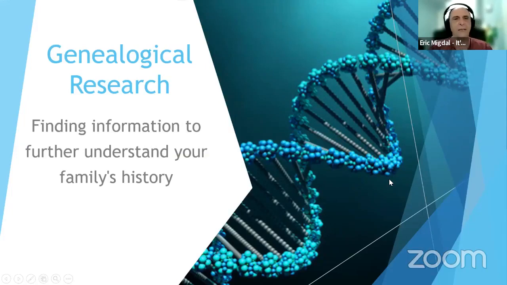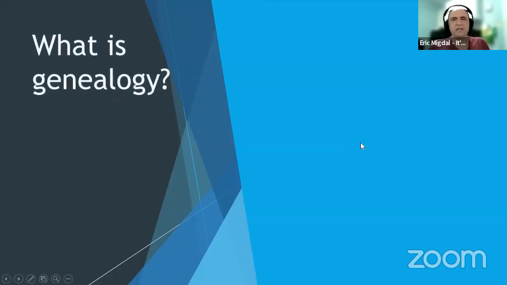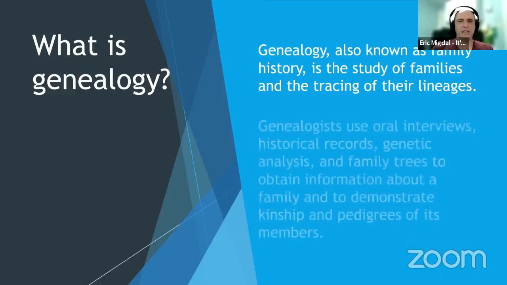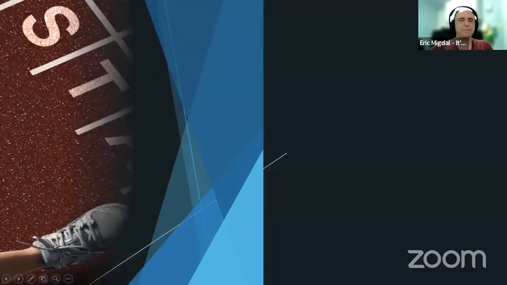Okay, so finding information to further understand your family's history. So what is genealogy? I start off with a little terminology all the time. Genealogy is also known as family history and is the study of families and the tracing of their lineages. Genealogists use oral interviews, historical records, genetic analysis, and family trees to obtain information about a family and to demonstrate kinship and the pedigrees of its members.